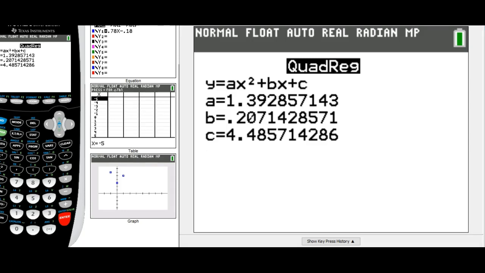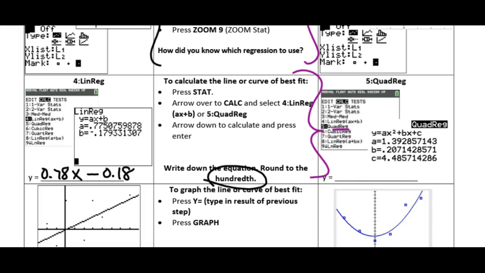So, taking a look at our notes, writing our equation, again, rounding to the hundredths: 1.39 x squared plus 0.21x plus 4.49.